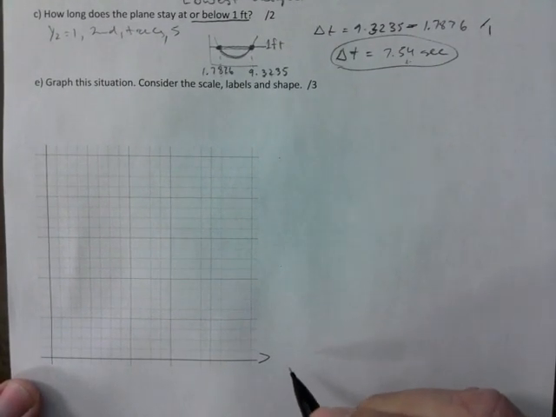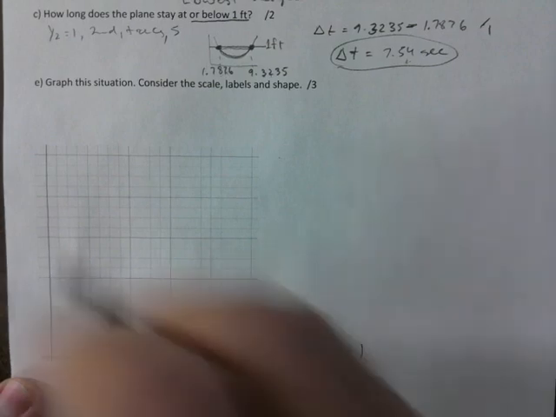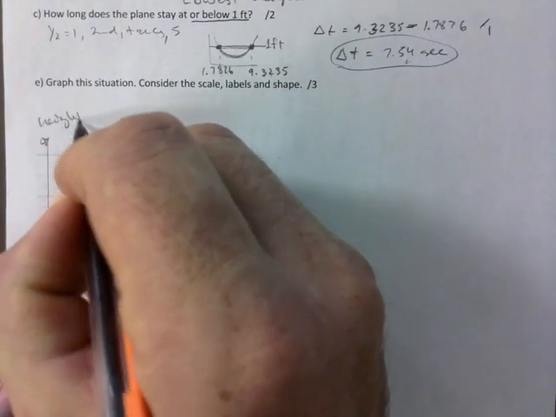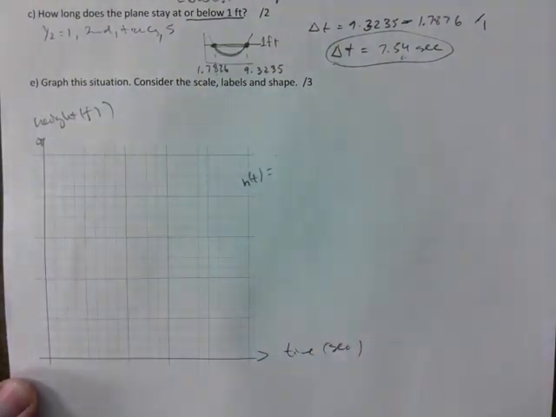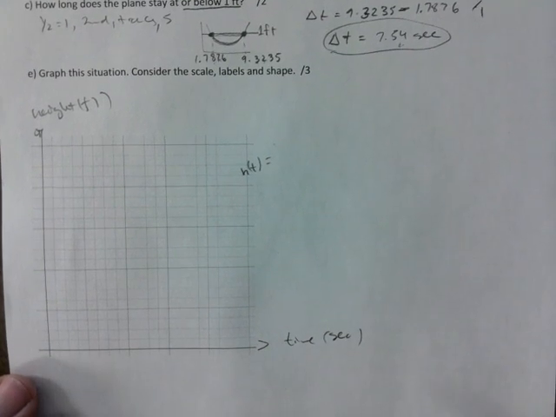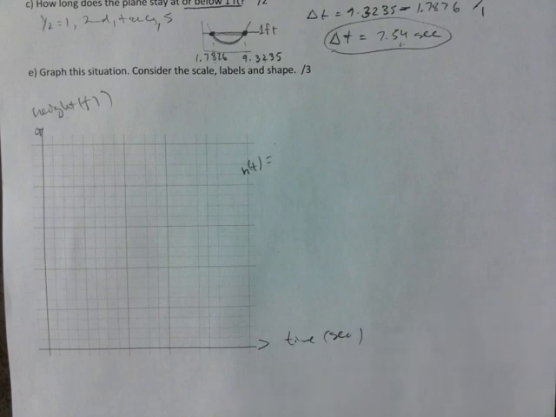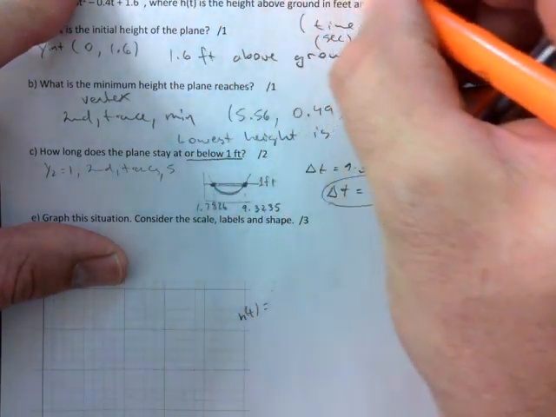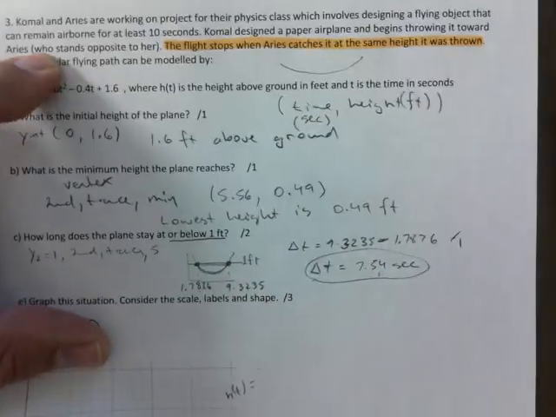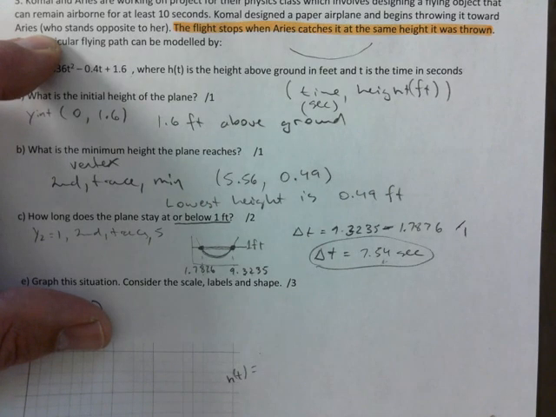Okay, so graph time in seconds. Let's do that right away. And this is height in feet. And I will do this already, so I don't forget. I need to have my scale here. And this is where you need to think. When you do graphs like these, where does the story end, right? And if you read, there's that little statement right here. I don't know if you read that, sorry, there. The flight stops when Aries catches it at the same height it was thrown.